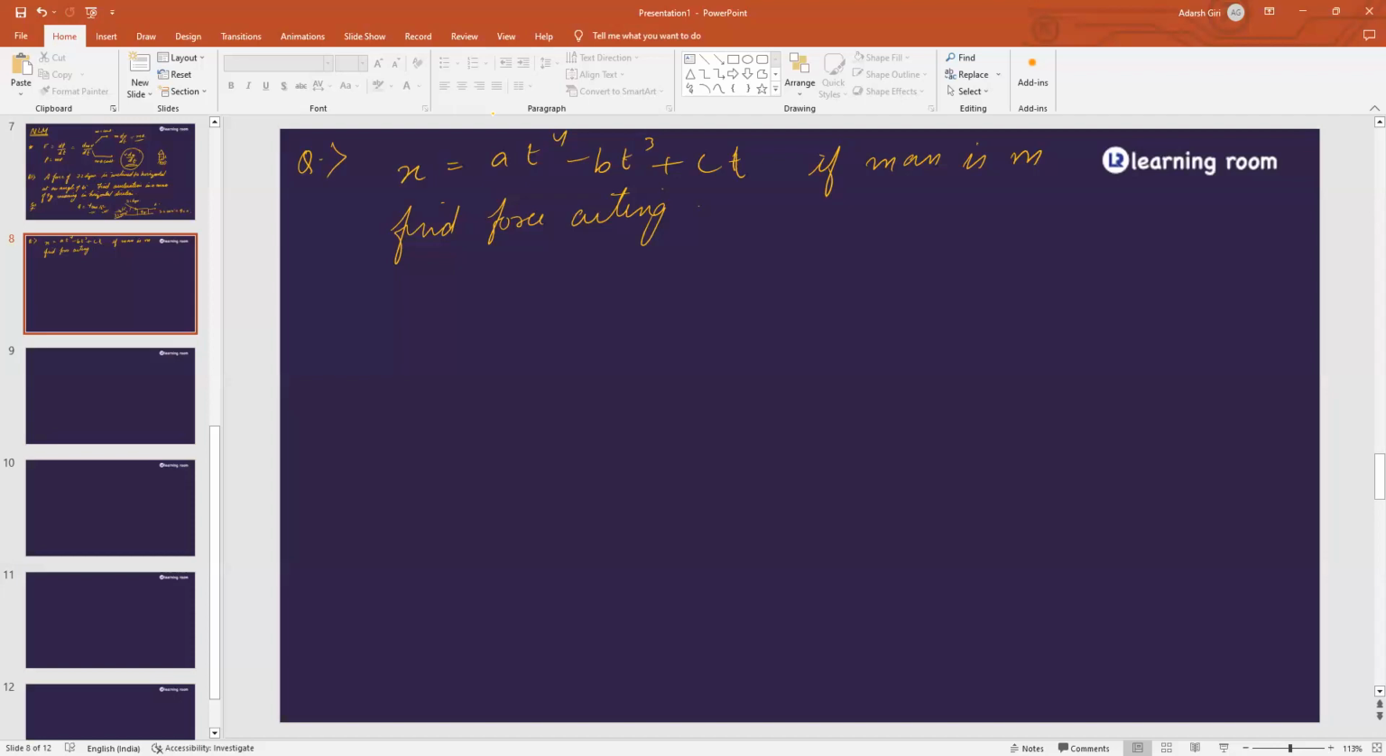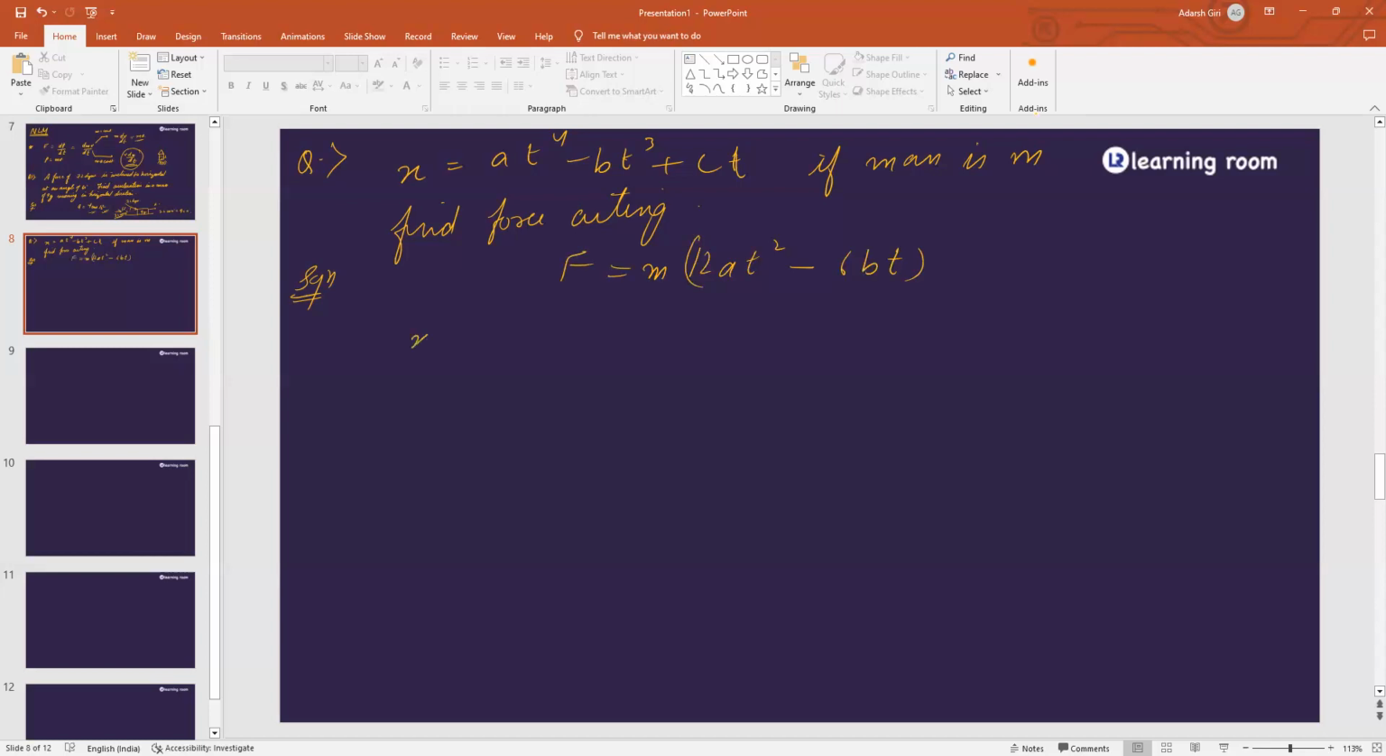12at square minus 6bt. Go on. 12at square minus 6bt plus c. Oh no, no c. The answer is 12at square minus 6bt, to be multiplied with m, and that will be the force. That's correct.